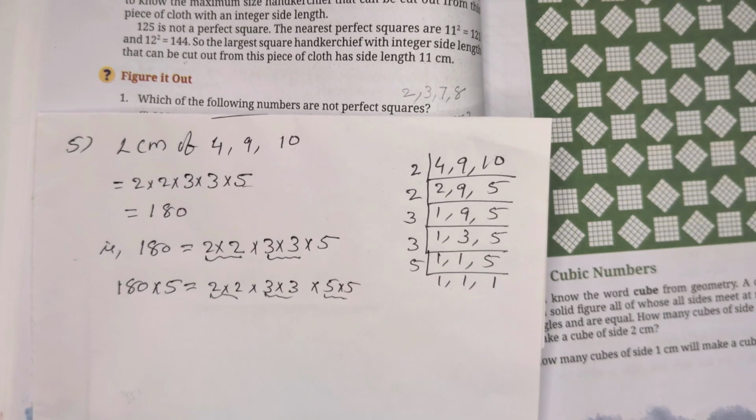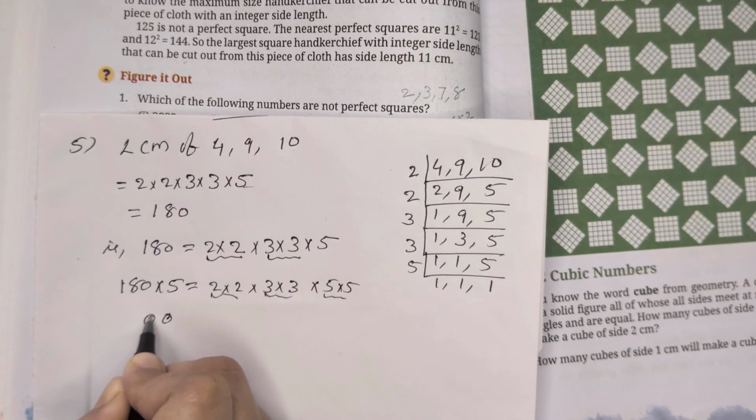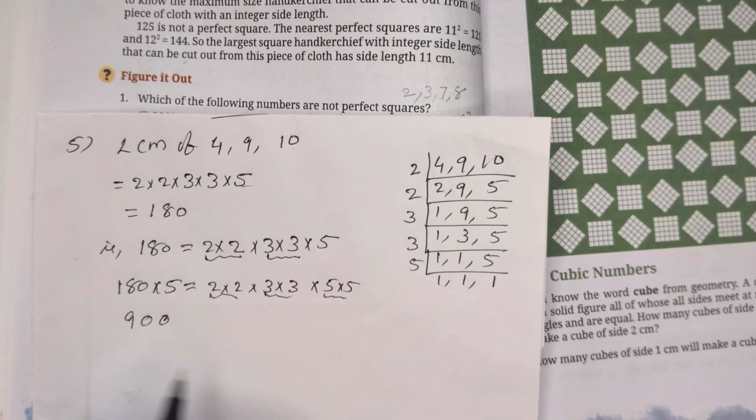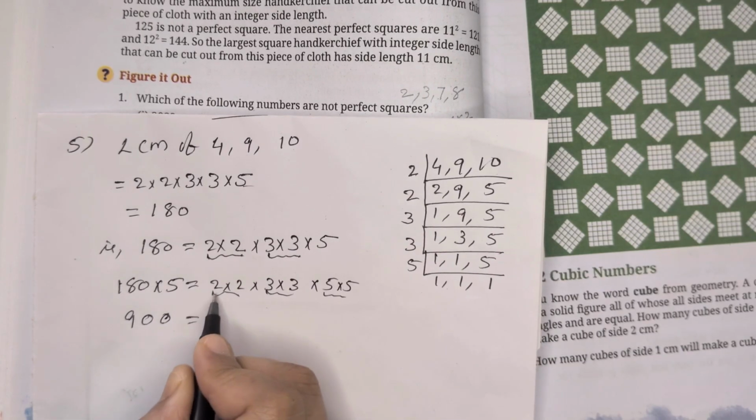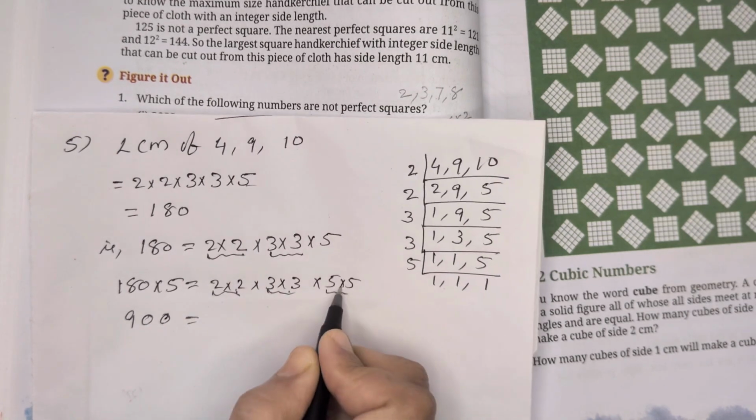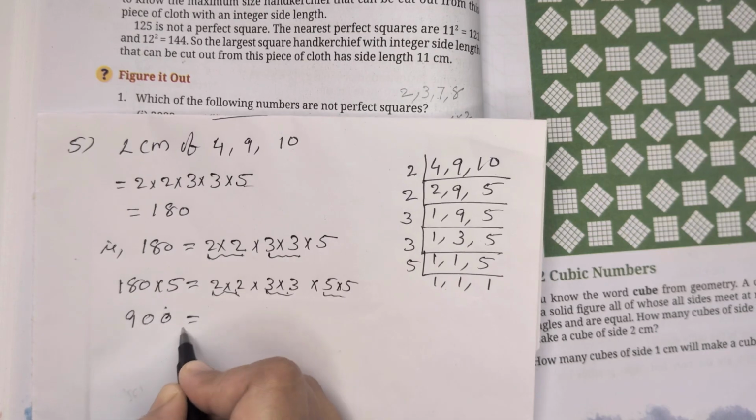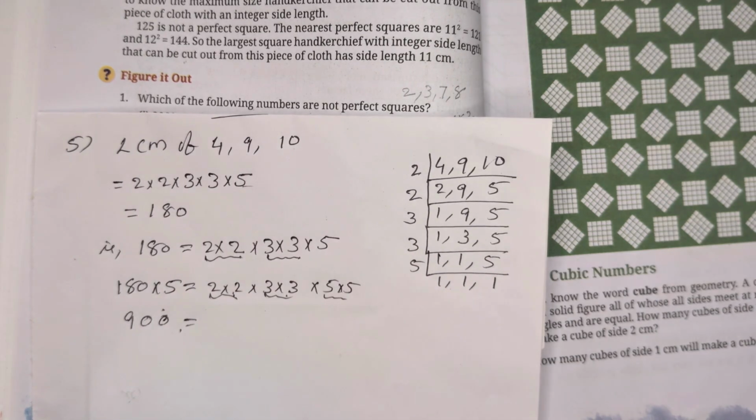Now each factor is in a group of 2. The number we get is 900, which means 900 is equal to 2 square into 3 square into 5 square, a perfect square. So the required smallest square number is 900.